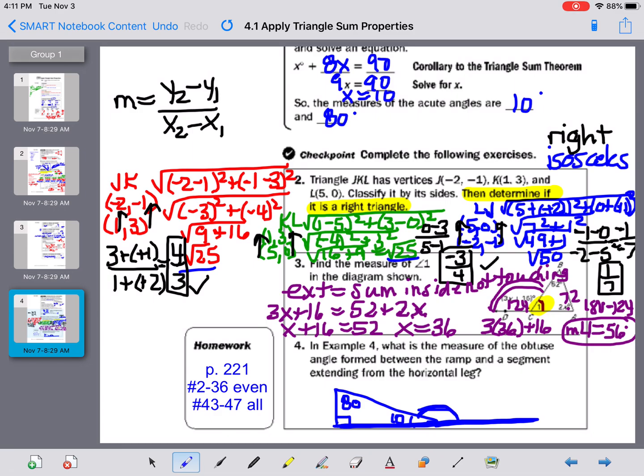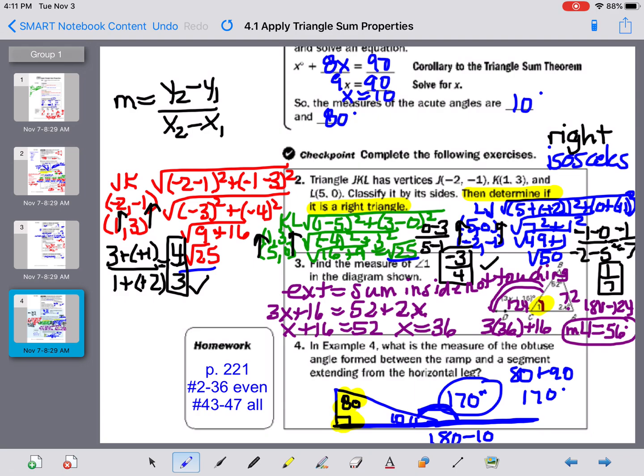Well, if my inside angle right here is 10, I can do 180 minus 10 and get 170. Or don't forget, an outside angle equals the inside 2 added up that it doesn't touch. And if I do an 80 plus 90, I still get that 170. So no matter how you look at it, I get the 170.